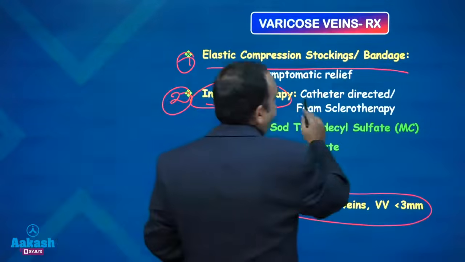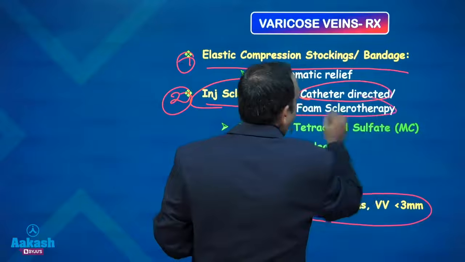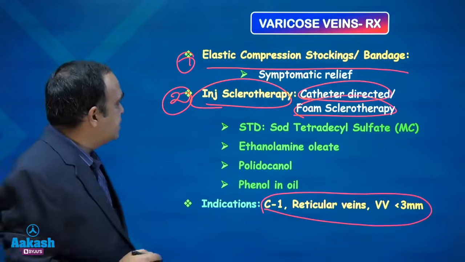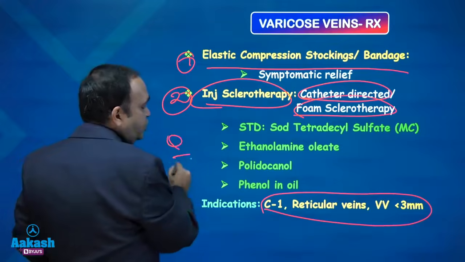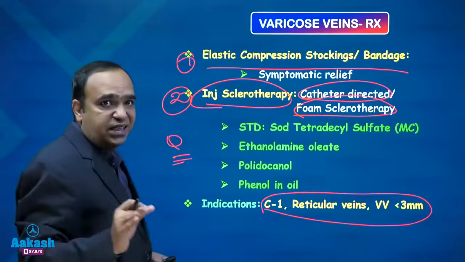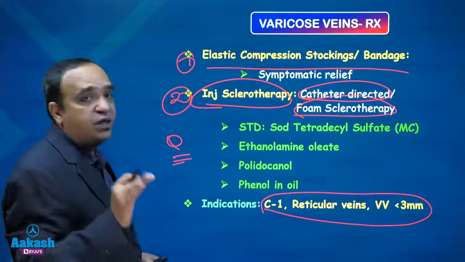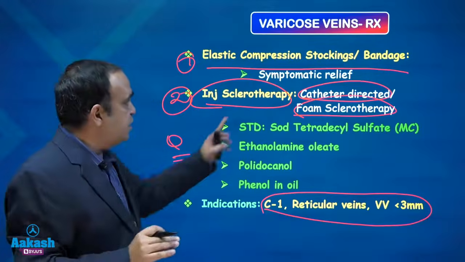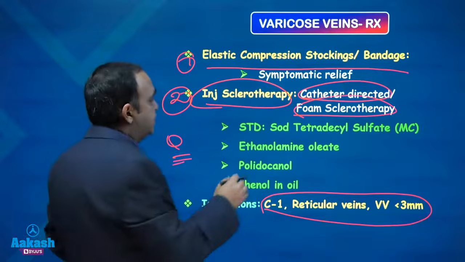It can be given directly or via a catheter in the form of sclerotherapy. We'll discuss in detail later. So again a potential question here, what are the indications for sclerotherapy, what are the types of sclerosants used, and what is the technique used. Technique I'll discuss in the end.